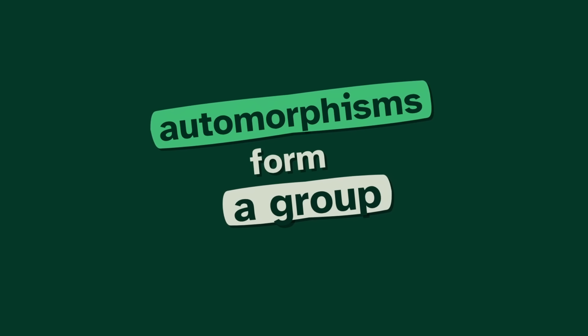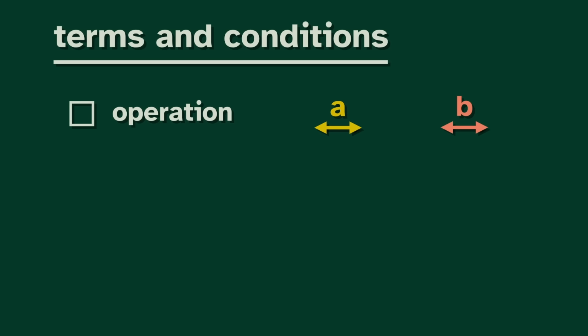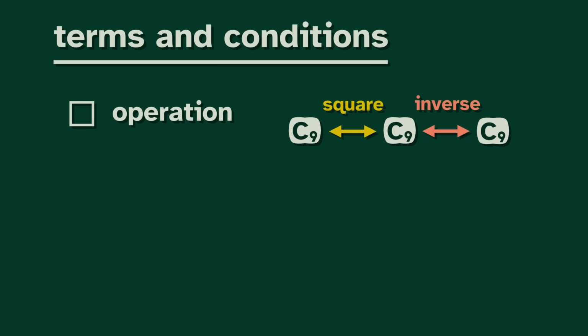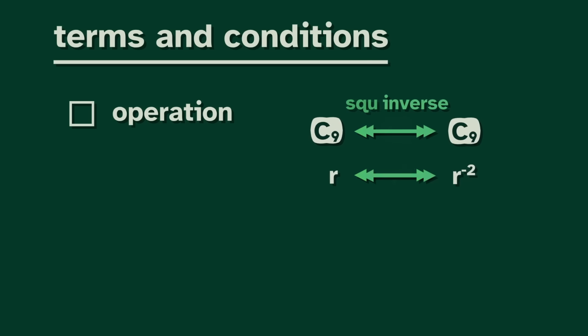Automorphisms form a group. Wait, really? Yeah, let's check the terms and conditions for being a group. First, we need an operation, a way to combine elements. And we can combine any two automorphisms. They go from a group to itself, so we can just fuse the middle G's. Like with C9, what happens when we combine the square and inverse maps? R goes to R squared, and then that goes to R to the -2. It's the squinverse map. Any two automorphisms combine in a similar way.